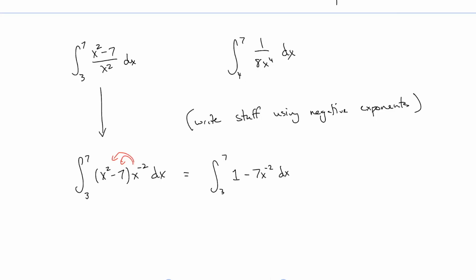So 1 being a constant, when I take the integral, it becomes 1 times x. And then this guy, I do the thing with the exponent. The minus 7 in front stays like it is. And then the exponent, negative 2, I increase by 1, it becomes negative 1. And then I divide and write x to the negative 1. So it's 1 over minus 1, x to the minus 1. And then I would ordinarily plus c, but I have the numbers. So it's 7 and 3. All right.